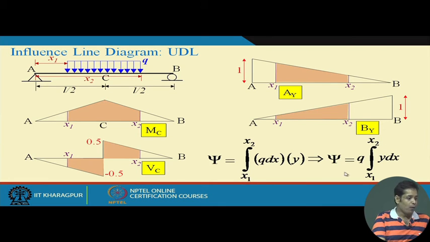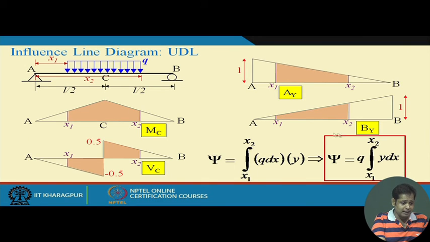So, then what happens? Then psi will be intensity of load multiplied by the corresponding area in the influence line diagram. Now, you find in the previous cases it was just a summation, and now in this case the summation is replaced by integration.